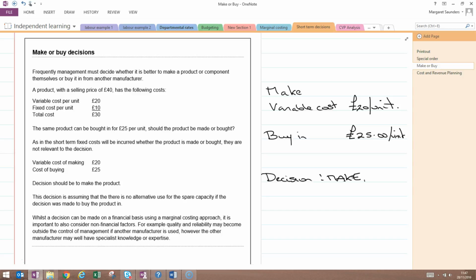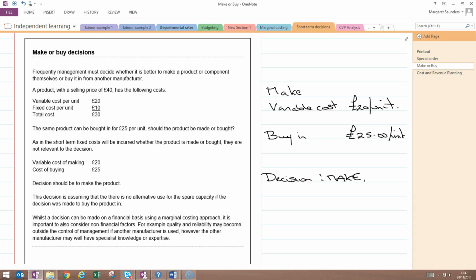This decision may change if we were given further information. For example, it could be that the organisation could make better use of their spare capacity if they bought the product in rather than making it. Maybe they could make another product that is more profitable to them, and that could affect the overall decision.